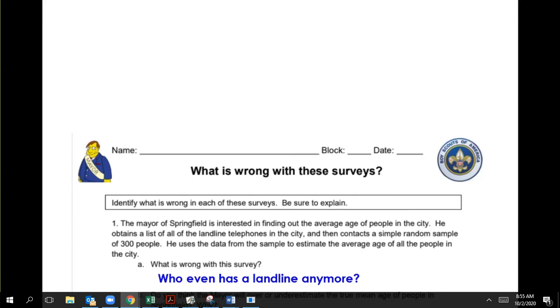I want to also highlight a couple of other things about this. So people in the city would be our population that I want to write down. And then a simple random sample of 300 people is our sample. So we have two different things. We take a sample to learn more about the population. And what we want to learn about this population is their average age.